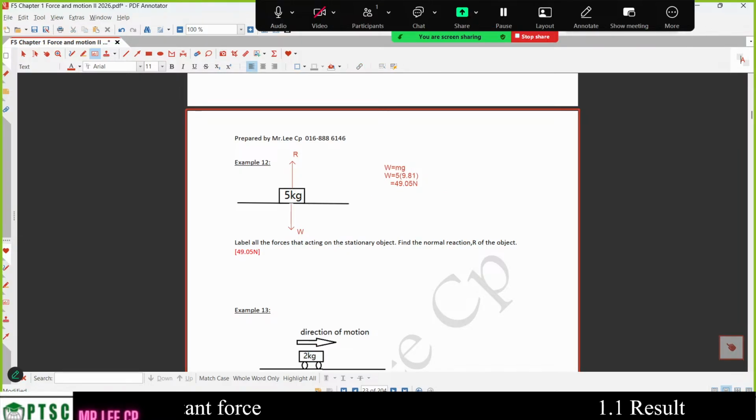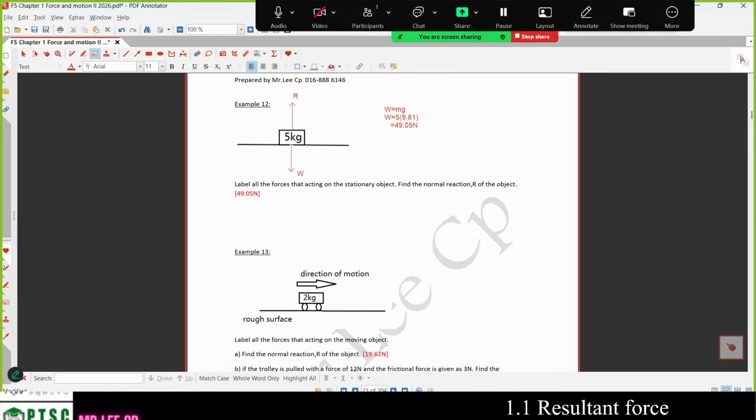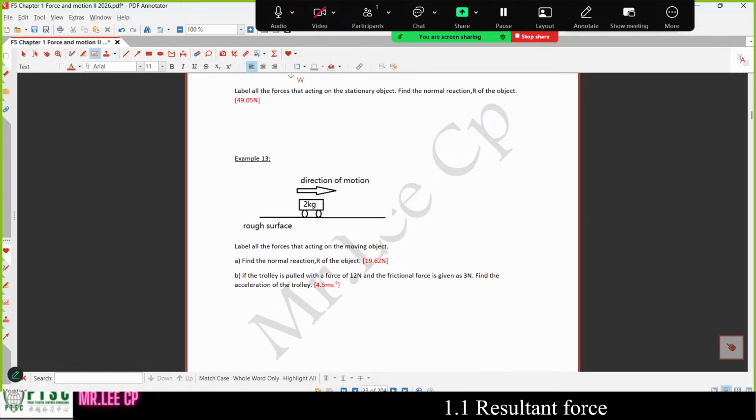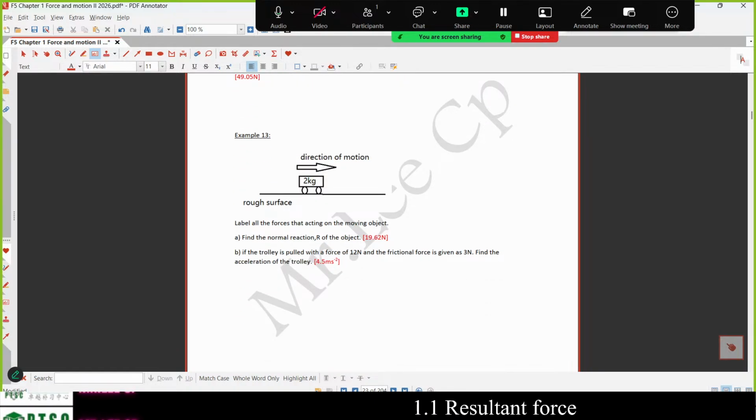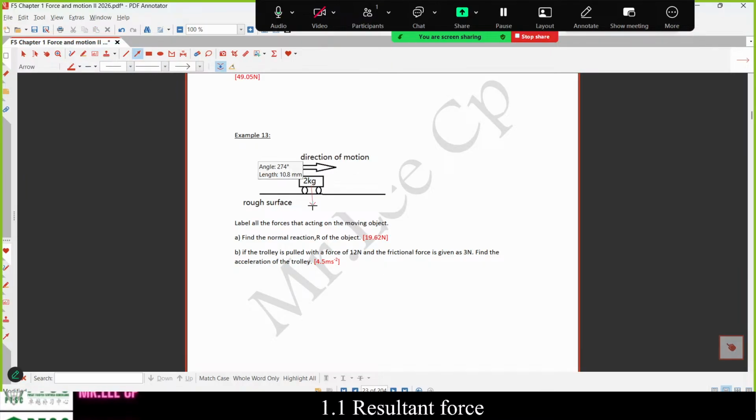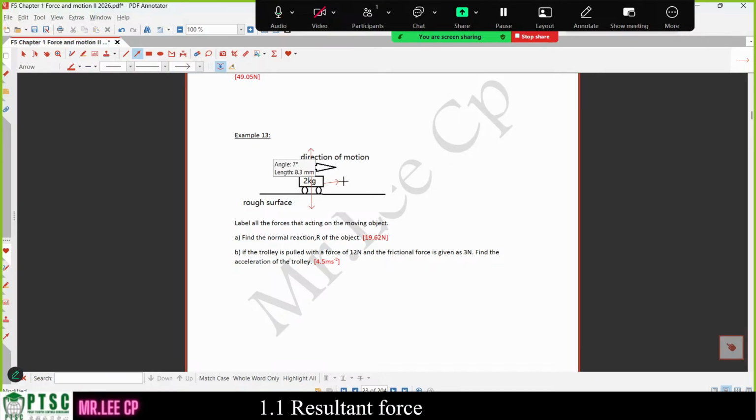You press, you will get it. So this is how you get the reaction. The first question, very simple one. Now, the rough surface here, the direction of motion here. So label all the forces. Okay, so that is a weight going down. That is a reaction. So that is a forward thrust.